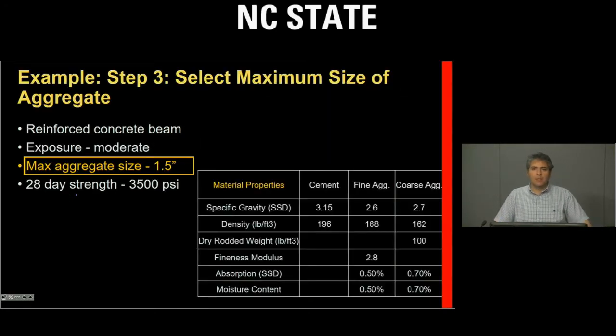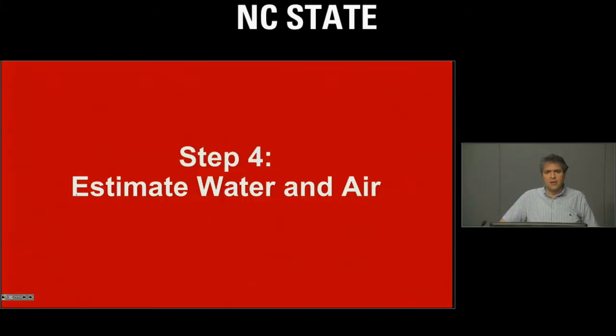All right, in our particular example, we are solving an example. Remember this red ribbon over here? We are solving an example over here. In this particular case, the maximum size of the aggregate is given to us as 1.5 inch. So this step of the example is very, very easy. We're going to go over here to step number 4, estimating water and air of our mixture.